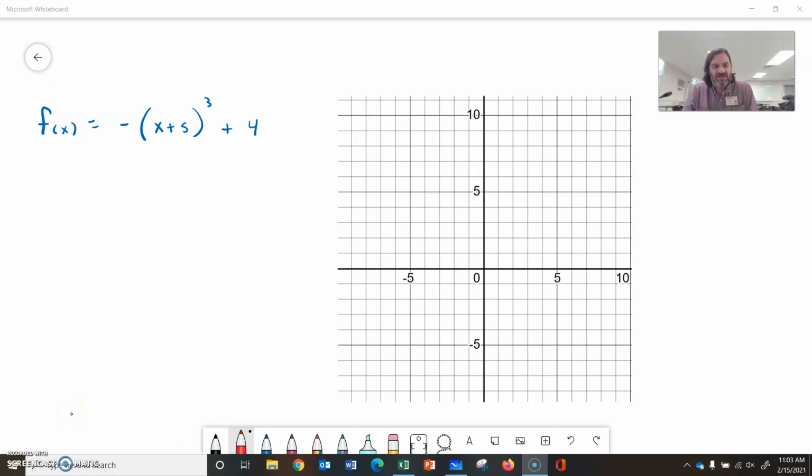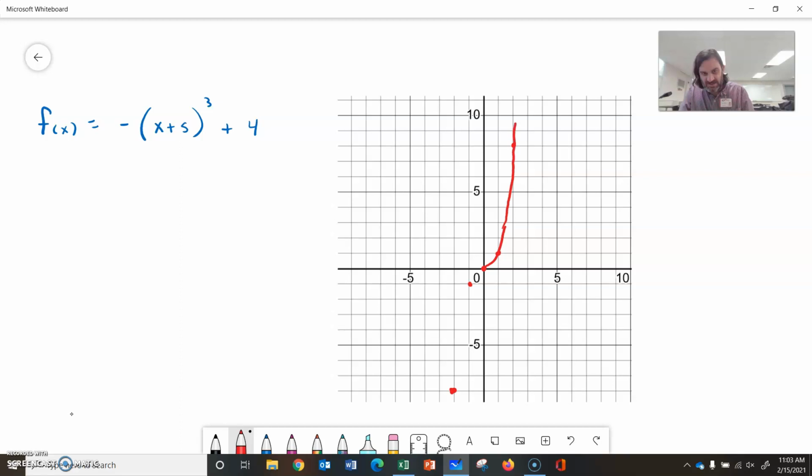All right, we're going to graph f of x equals negative, and then the quantity x plus 5 cubed plus 4. So we're going to graph that. The first thing to notice is the cube, so it's a cube function. So that's the kind of thing that we want to go ahead and put on here. So we're going to plot some points to give us the cube shape.